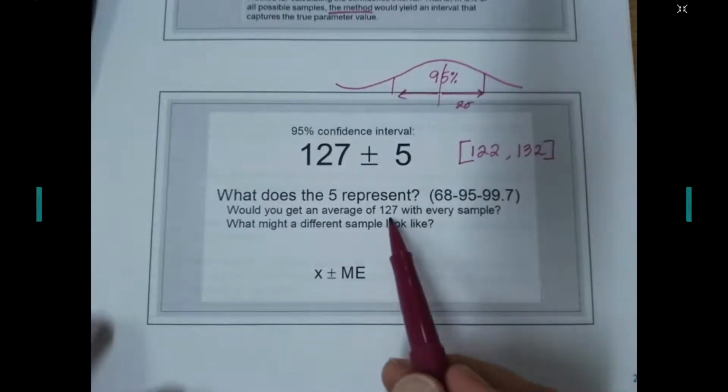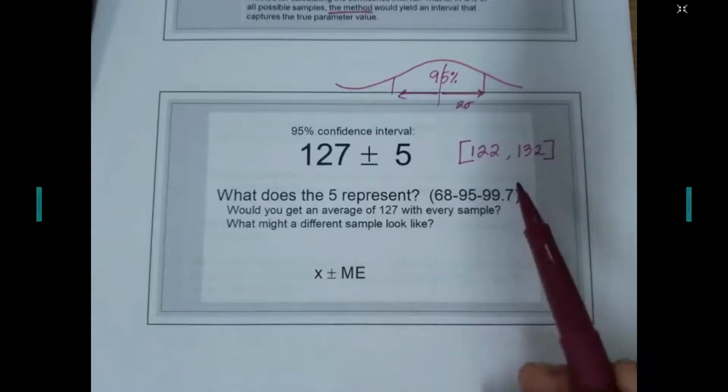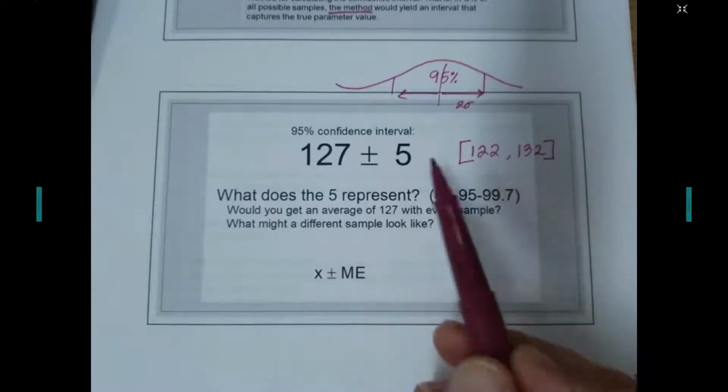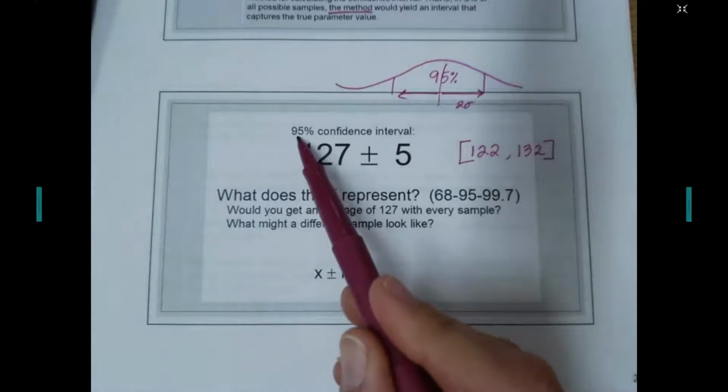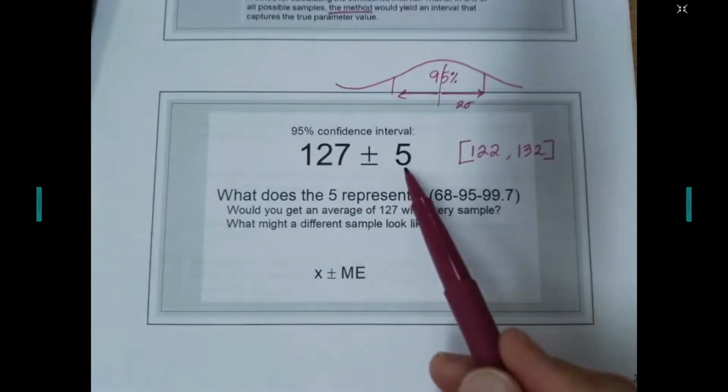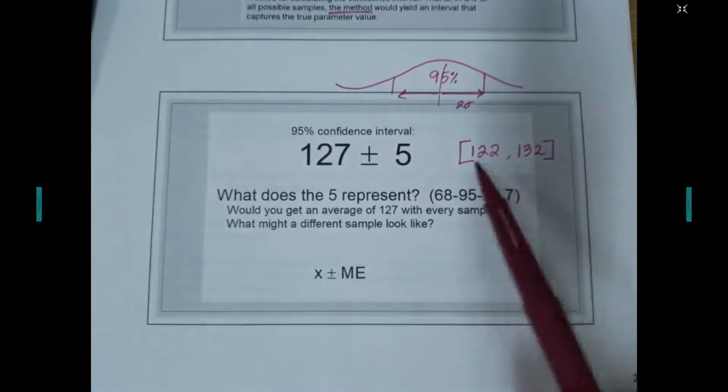Would we get 127 with every sample? If I took another sample of AP Stat students and found the average IQ score, would I be guaranteed to get 127 again? No. And in fact, my range might look much different. Now, if I'm sticking with the same confidence level, my margin of error will not change. So I'll have different widths.